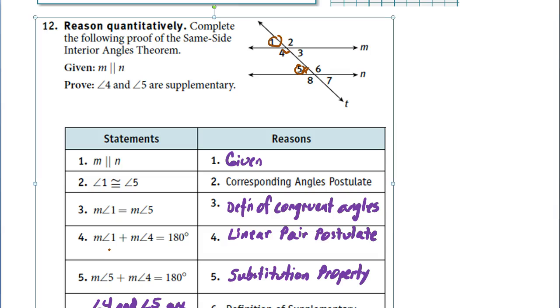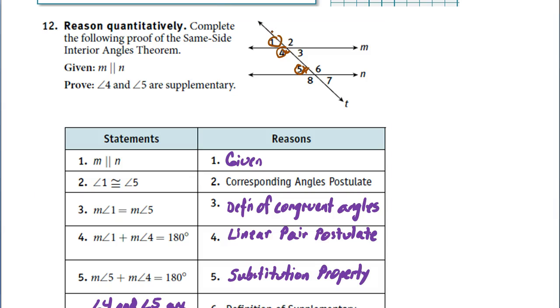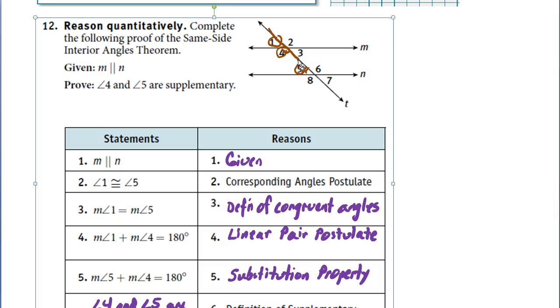Okay, next step, I'm going back to looking at the drawing and trying to pick out things that I see in the drawing. I think that the measure of angle 1 plus the measure of angle 4 is 180 degrees. Here's angle 1. Right next to it is angle 4, and together they're creating that straight line. So I think that means their measures add up to 180. My reasoning is the linear pair postulate. I don't think we talked about that one earlier this year, but that's the reason why you know that these two supplementary angles would add to 180.